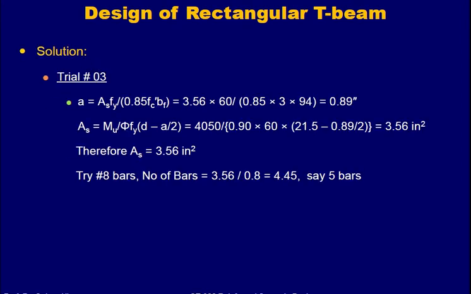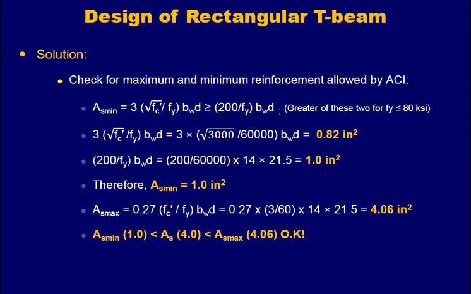So going to a third trial, recalculate small a, which is equal to 0.89 inches, and put again this value in the AS equation, and you will get 3.56 square inches. Therefore, your area of steel is equal to 3.56 square inches. Using number 8 bar, number of bars will be equal to steel area divided by bar area. So you are getting 4.45. It means you are using 5 number 8 bars. Now you're done with the design.